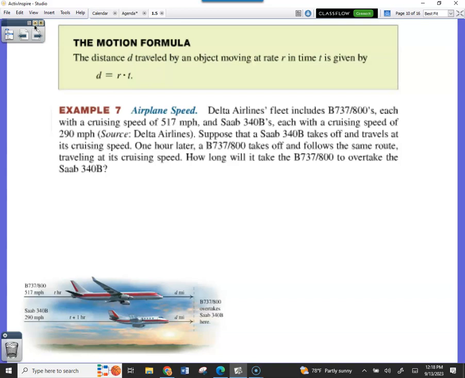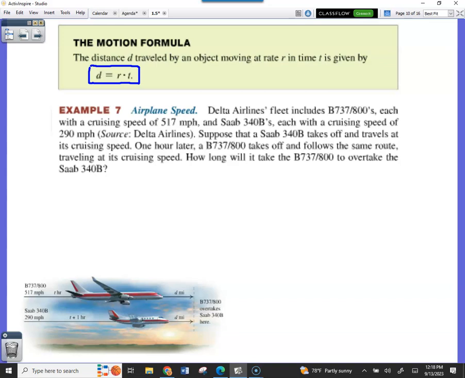So let's look at this one right here. This one involves the formula for motion. The distance traveled would be found by taking the rate or speed and multiplying by the time spent traveling that distance.